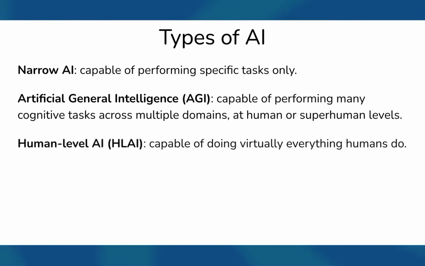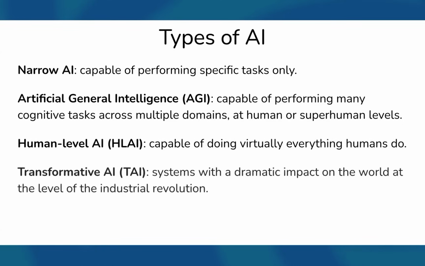And then there's a more specific definition of human level AI. These are capable of doing virtually everything humans can do at a cost that's cheaper than humans, or they can do things more accurately than humans. Transformative AI are systems with a dramatic impact on the world at the level of the Industrial Revolution. So these are systems that transform the economy in very substantial ways. They're not just continuing standard GDP trends, but they are doing something quite distinct economically to the world overall, in ways that show up in the productivity statistics and GDP and so on.